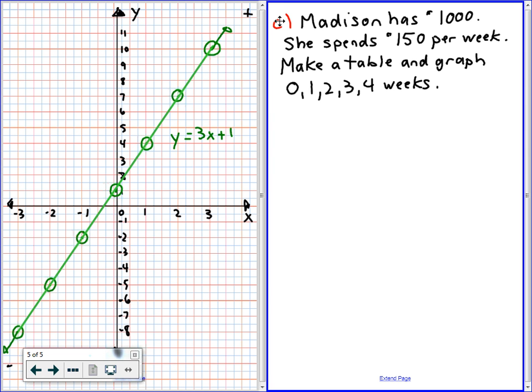Spends in weeks, right? I'm gonna call it money, right? But yeah. Money. So I'll say weeks.